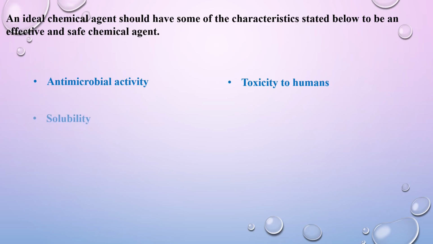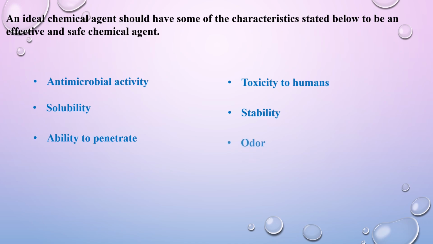The third factor is solubility. The chemical agent should be readily soluble in water and other solvents so that it is easily applicable. The next factor is stability. The chemical agent should be stable upon storage and should show no decrease in its activity upon standing. The next factor is the ability to penetrate. The chemical agent should have an ability to penetrate through the surface so that it has a deep reaching action, or else its action would only be at the surface level.